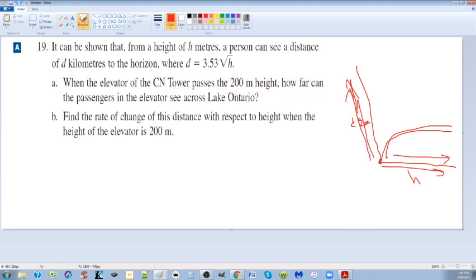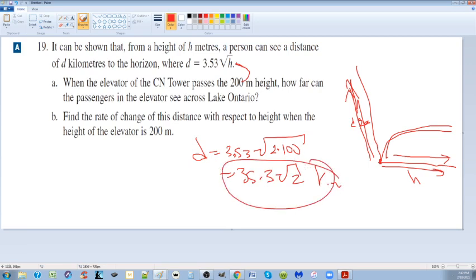Okay, so when the elevator of the CN Tower passes 200 meters at night, how far can the passengers of the elevator see across Lake Ontario? So that's easy. You just put 200 in there, and the distance they can see is 3.53 times the square root of 200, which is 2 times 100, so 35.3 square root of 2 kilometers. And that's accurate without making it into decimals. You can find the decimal and multiply this, but then you're going to get less accuracy.